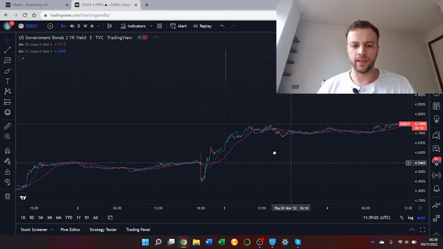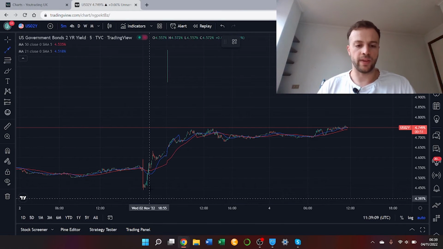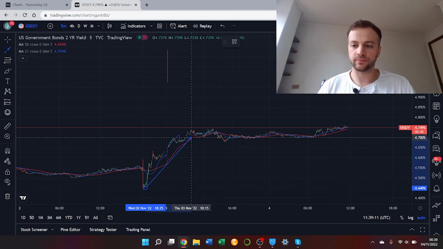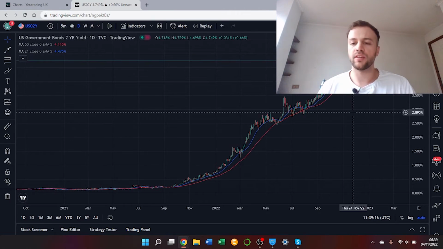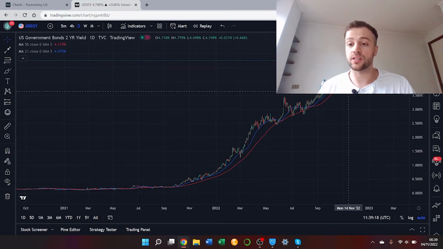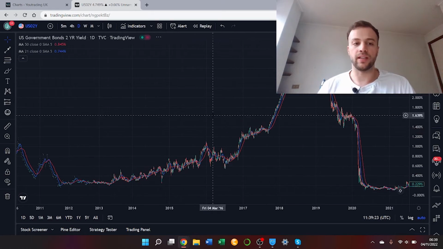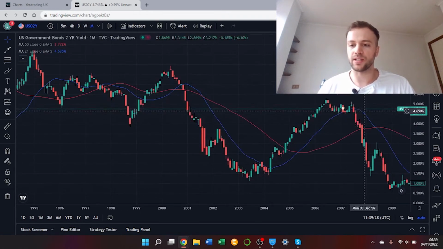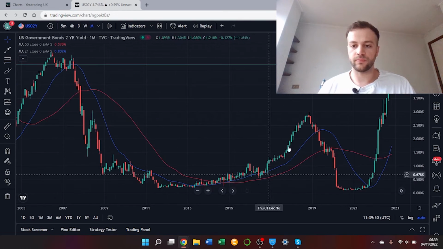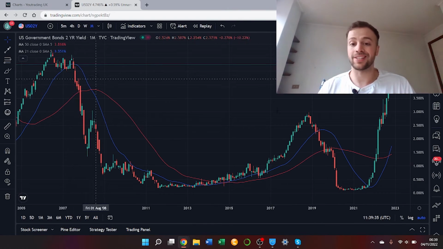If I zoom out a little bit, you can see that after this initial drop, after Wednesday's Fed meeting, we then had an aggressive rally, taking these 2 year yields, which are the most sensitive to Fed interest rate expectations, to fresh multi-decade highs. You have to zoom out. In fact, I think you might have to go on a monthly chart before I can see the last time we were this high. Yeah, the last time 2 year yields were this high was back in 2007.